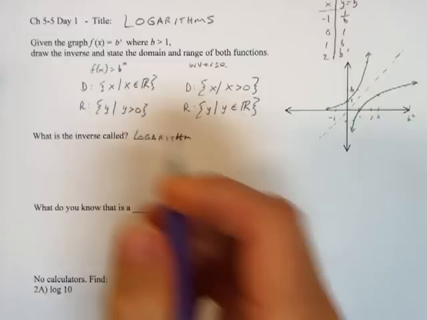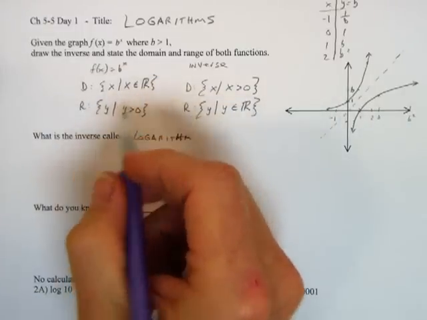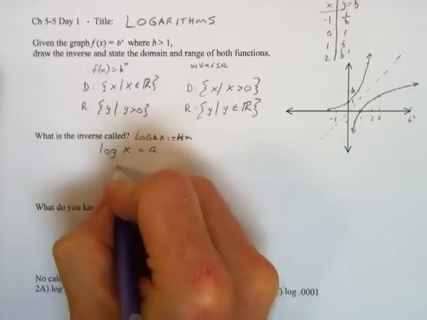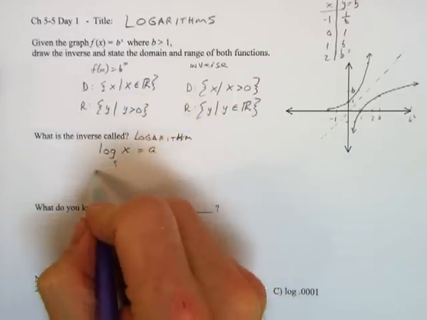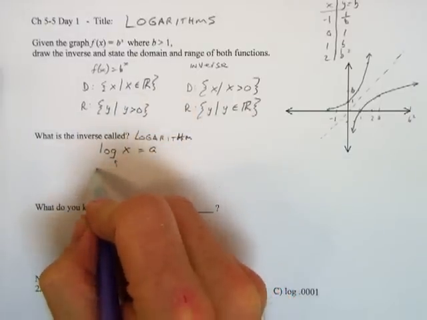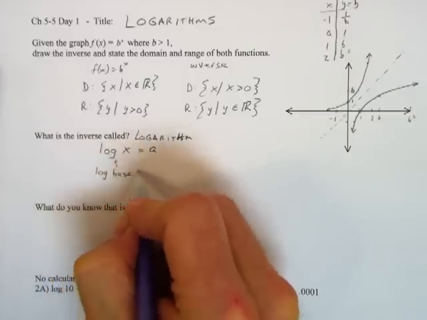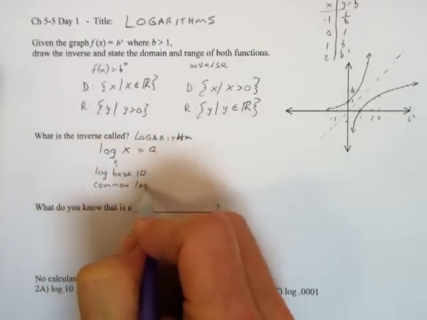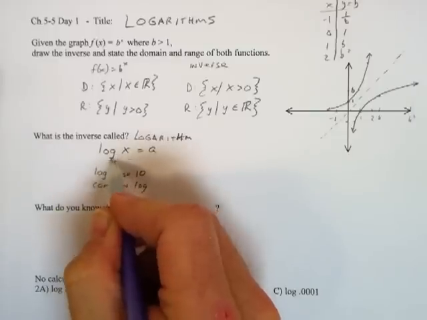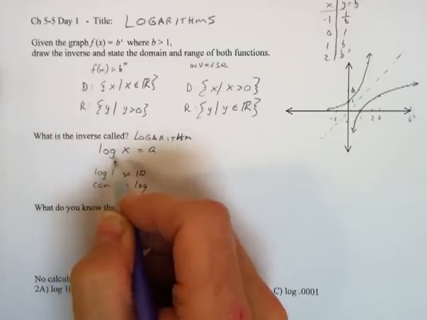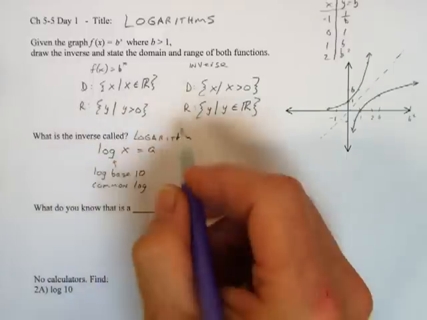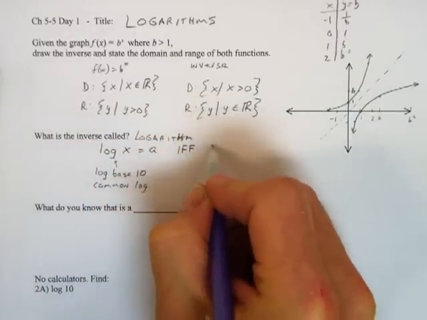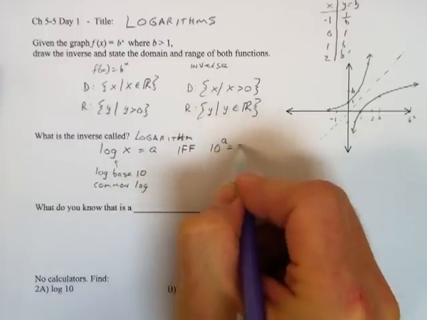So let's take a look at what we have here. If we say log of x equals a, right here, this log means log base 10, which is also called the common log. When there's no number written at the bottom of the g, at the same level as the g, that is called a common log. And it says log of x equals a if and only if 10 to the a equals x.